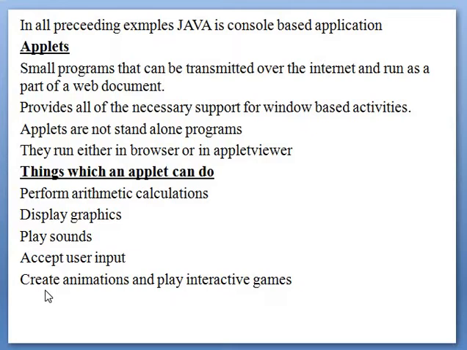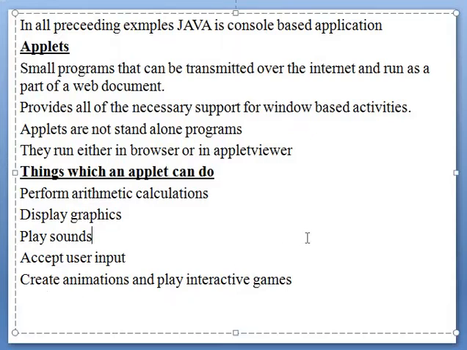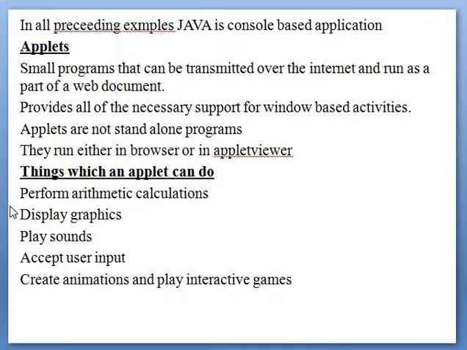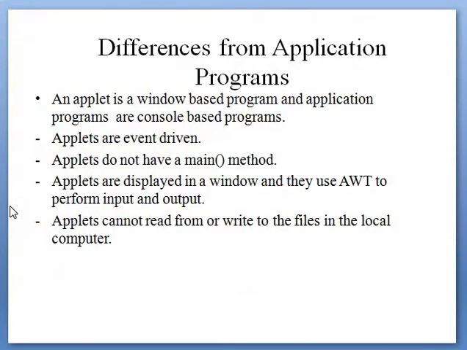The next point: things which an applet can do. Applets can perform arithmetic calculations, display graphics, play sounds, accept user input, create animations, and play interactive games. So these are the uses of applets, or things which an applet can do. Now we will see the differences between application programs and applets.